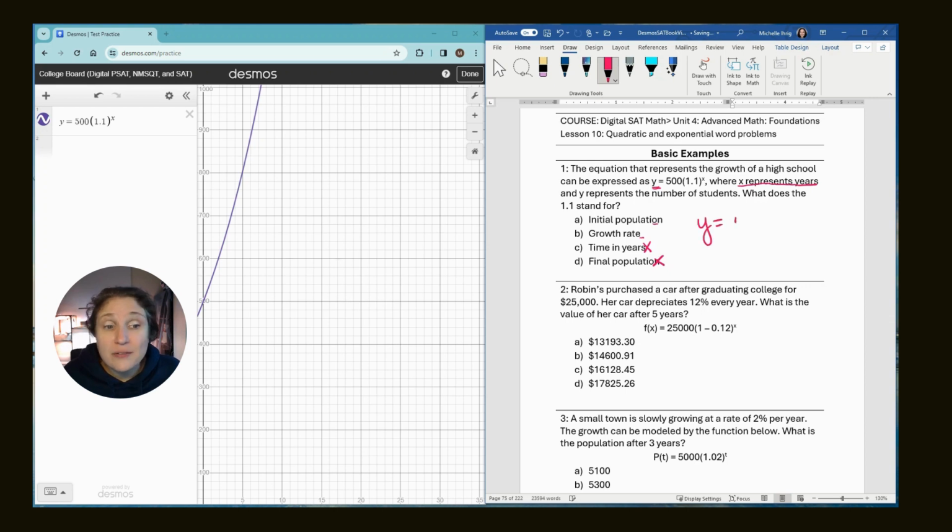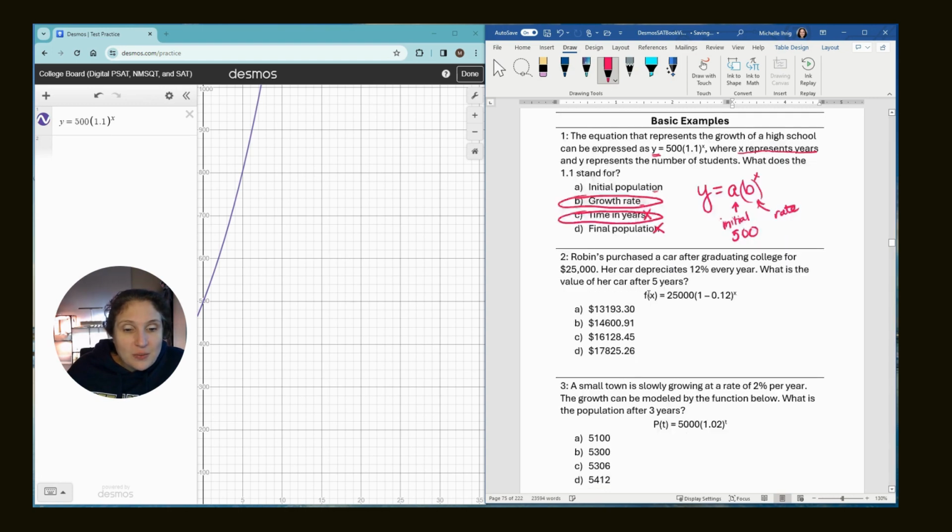The generic formula for exponential functions, or exponential equations, is this. A is our initial population, so in this case, it's 500, and B is our rate. Okay. And in this case, it's growing. So the answer is choice B.